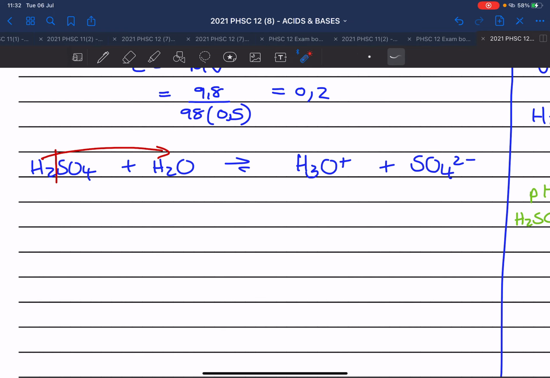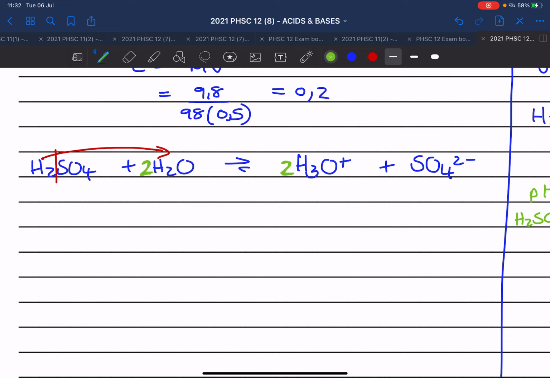No, because there's two hydrogens here. For that reason, two of them will react with water to give two hydroniums. So that two gives you two hydroniums, and for that you need two waters.